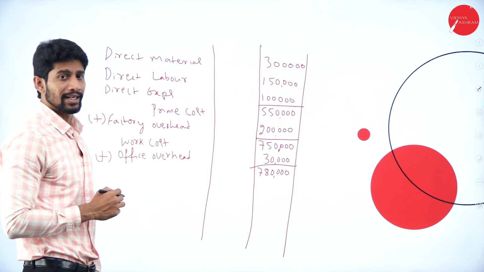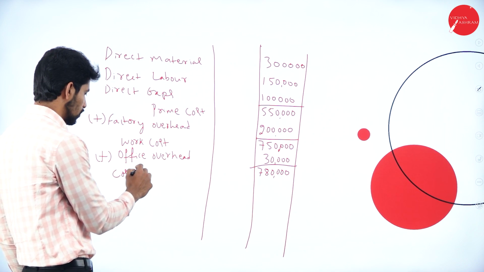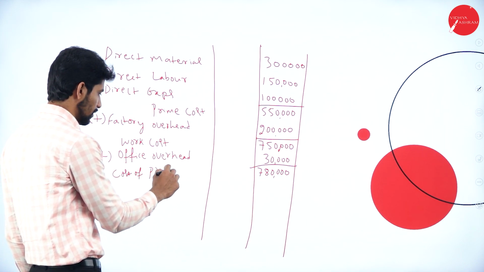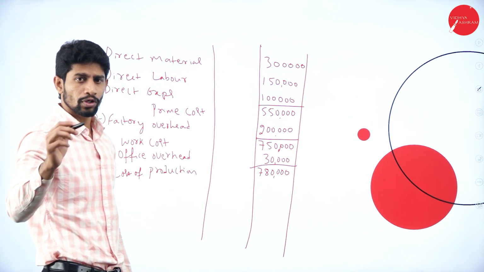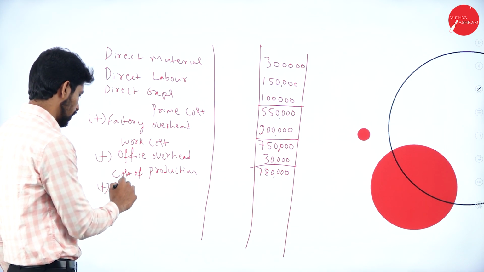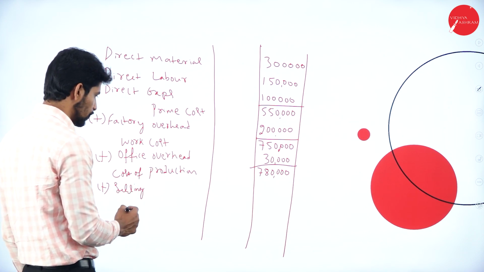This 7,80,000 is called cost of production. So to the cost of production, add selling overhead, or selling and distribution overhead.